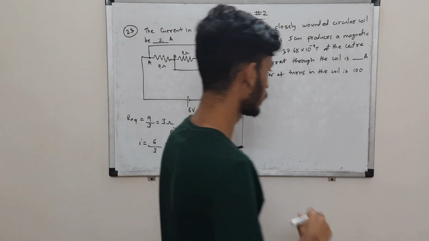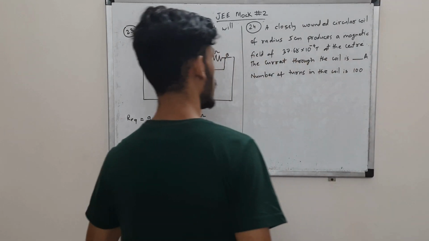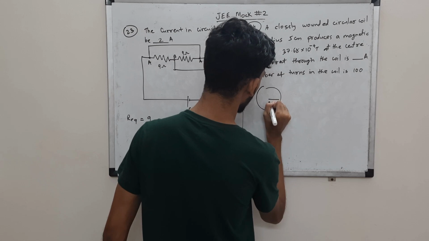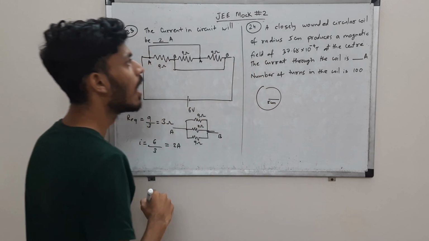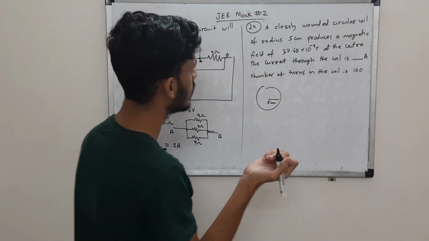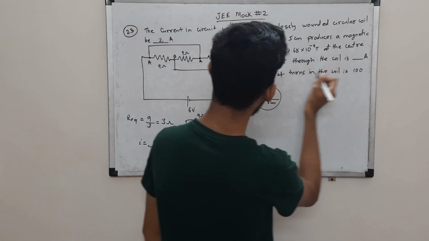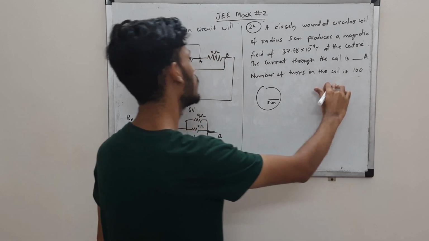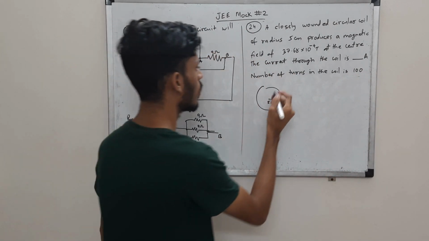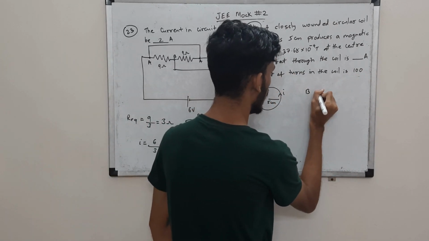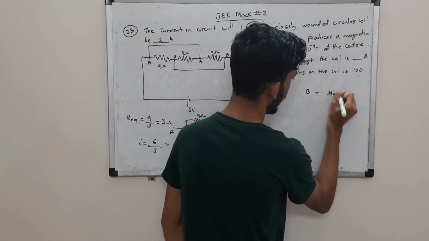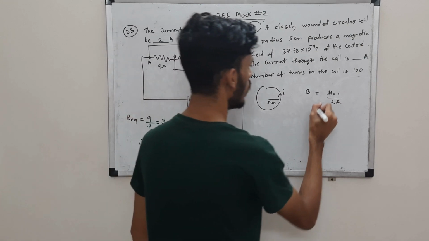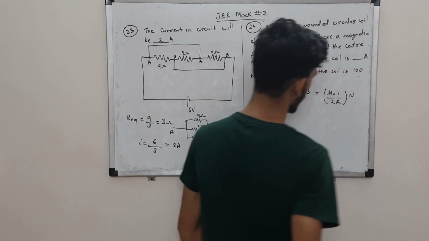Question 24, a closely wound circular coil of radius 5 centimeters. This produces a magnetic field at the center. The number of turns is 100. We are supposed to tell what is the current in the coil. Okay, so the magnetic field is given as mu 0 I upon 2r at the center of a loop. This is a loop and it has some turns, so it is a coil.